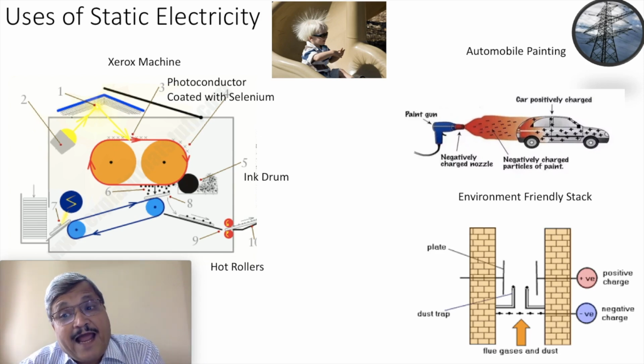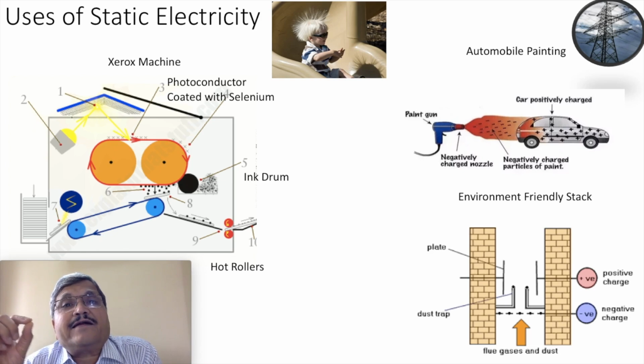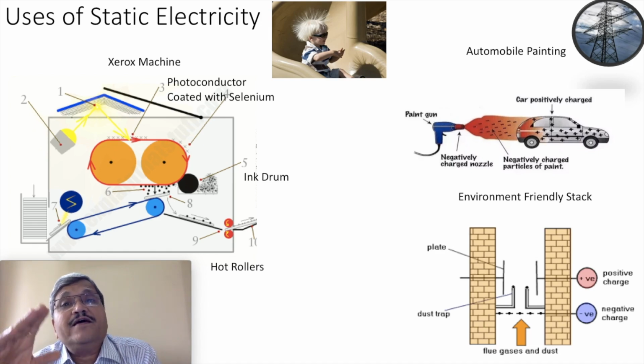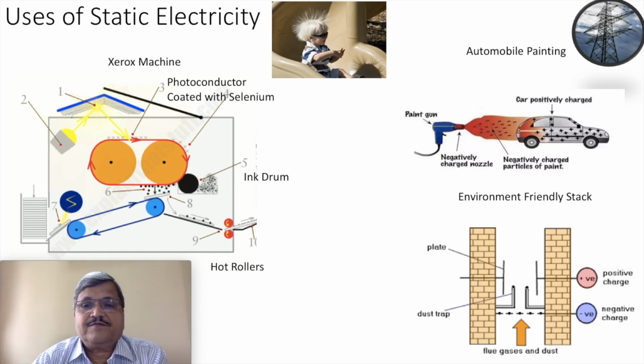So there the stack has electrostatic plates charged with negative charge and positive charge. The dust particles, the solid particles in the flue gases, will get attracted towards these charged plates and start accumulating on them, and once they have accumulated enough, due to gravity they will start falling down, and once in a week you can even scrub the plates. The environment friendly gas will only come out of the stack. That is how it is controlled. So these are the uses of static electricity in our daily life.